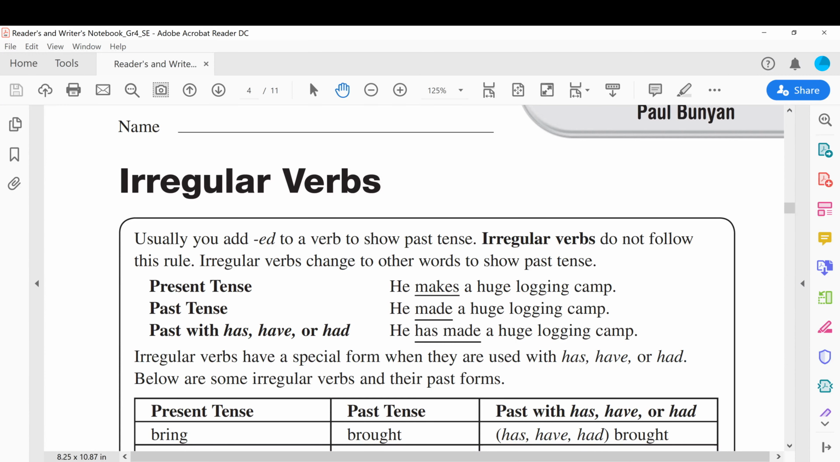Hello guys, today's lesson is conventions. We will be focusing on irregular verbs in the past.